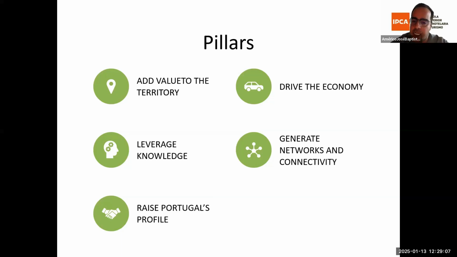The fourth pillar is generate networks and connectivity: improve accessibility and internal and external mobility, and leverage opportunities in the digital economy for tourism. The last pillar is raise Portugal's profile: diversify source markets and segment the tourism offer, and strengthen Portugal's image as a top-notch tourist destination.